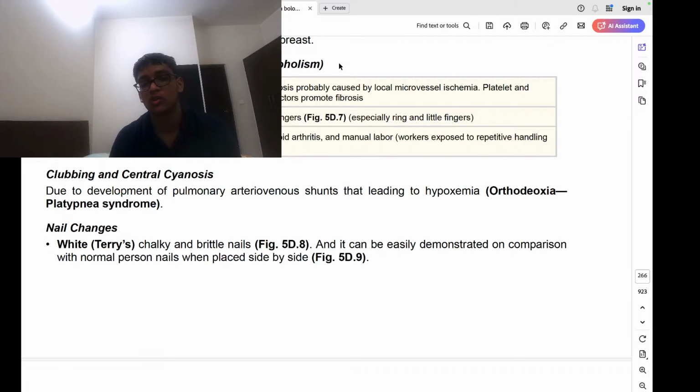Then clubbing and central cyanosis. It is due to development of pulmonary arteriovenous shunts that lead to hypoxemia, orthodeoxia, platypnea syndrome.